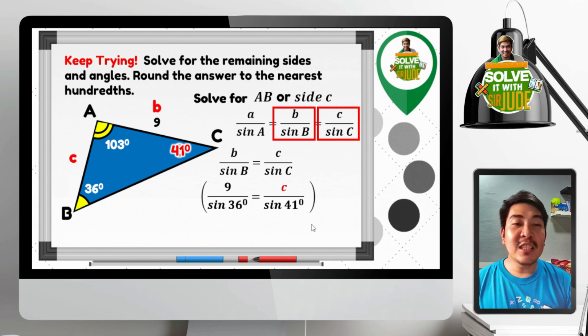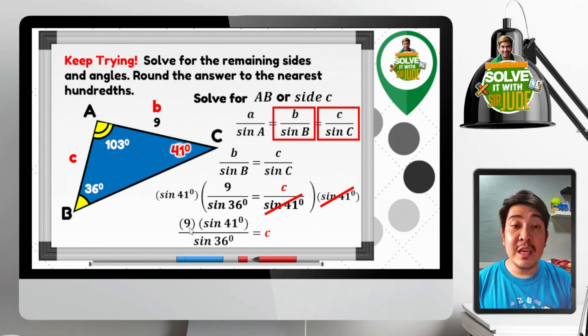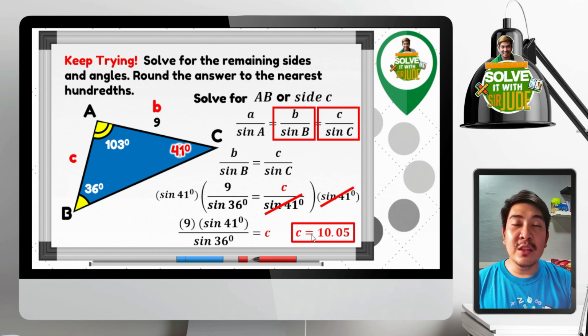So next, let us multiply both sides of the equation by the denominator ng unknown variable. So in this case, we have sine 41 degrees. And if you can see, we can cancel sine 41 degrees. So hence, if we are going to simplify, we will be producing 9 times sine 41 degrees all over sine 36 degrees is equal to C. Then, upon encoding in your scientific calculator and rounding off to the nearest hundredths, C is equal to 10.05. So hence, we can say that side AB or side C has the measure 10.05.